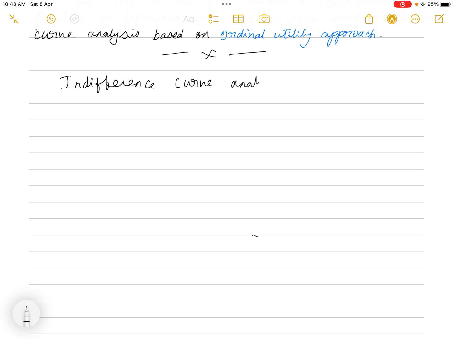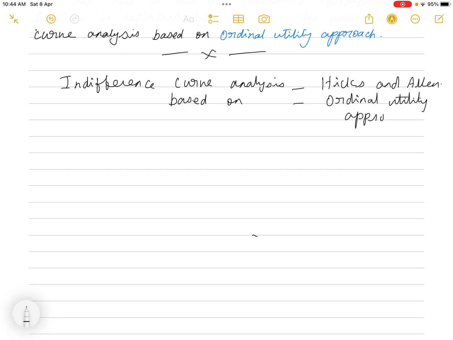First of all, the indifference curve analysis was given by two economists, Hicks and Allen. This analysis was based on the ordinal utility approach. Now what is the meaning of ordinal utility approach? See, the law of diminishing marginal utility and the law of equi-marginal utility, those two laws were given by Alfred Marshall based on the cardinal utility approach.